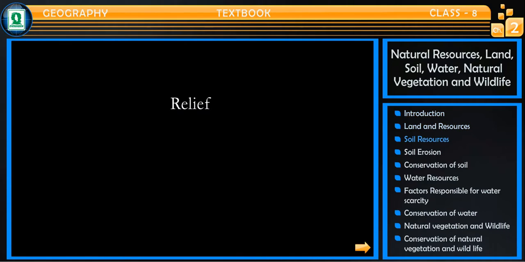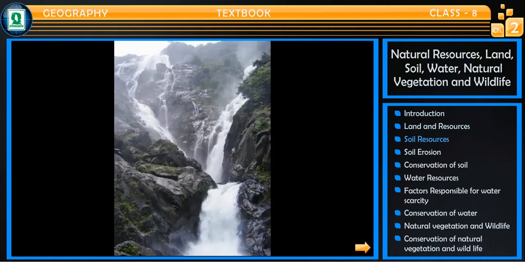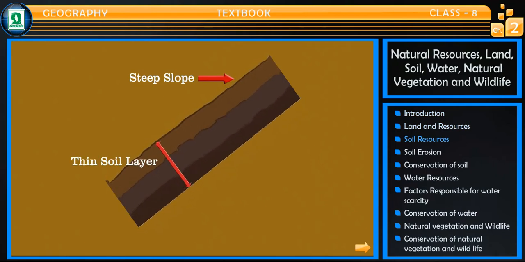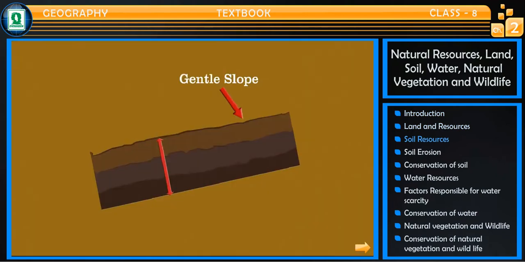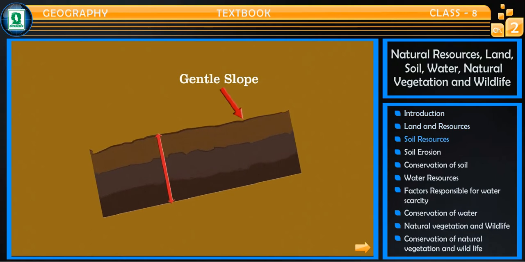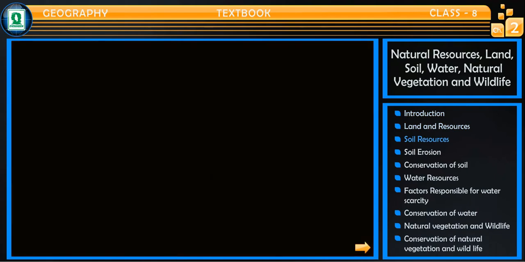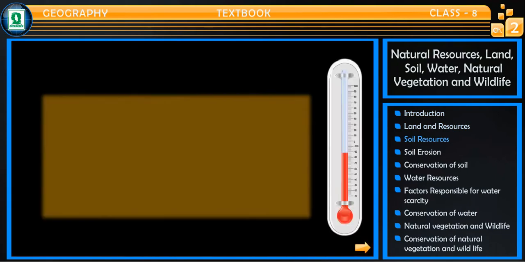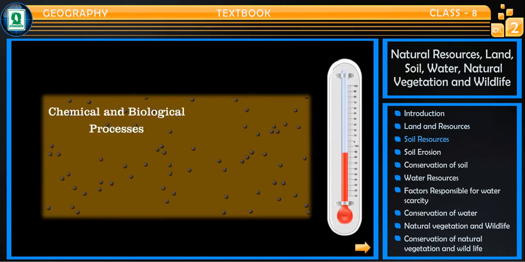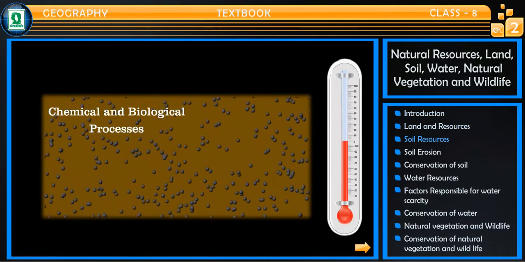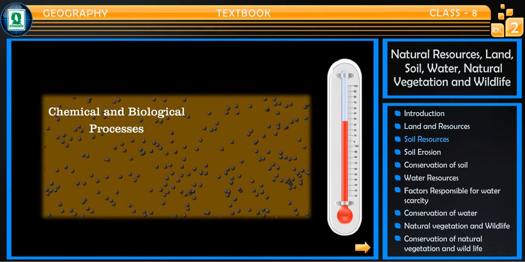Relief. Steep slope encourages the swift flow of water, so steep slopes usually have a thin soil layer. These areas of low relief or gentle slope generally experience deposition and have a deep layer of soil. Climate. Both the chemical and biological processes in the soil are usually accelerated by high temperatures and abundant moisture.